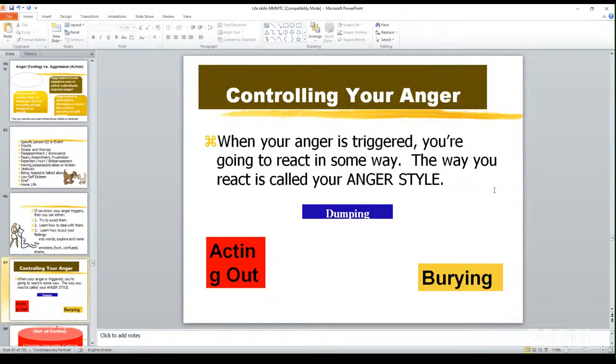Controlling your anger. Remember, whenever we are angry, we are going to react in some way. How we react is called anger style. Usually we act out. We immediately react to it and do something when we are angry. That is one anger style. Then there is dumping, where we don't take responsibility and put it on others. Or sometimes burying, where we just ignore it or get out of it. That also can happen.